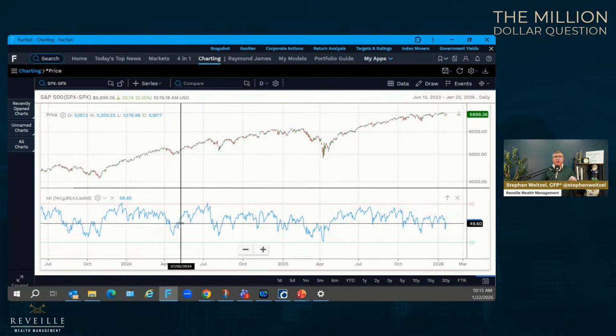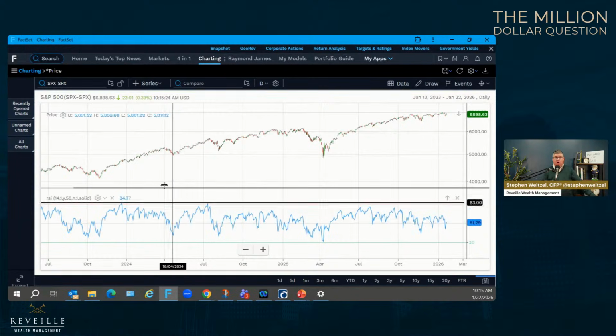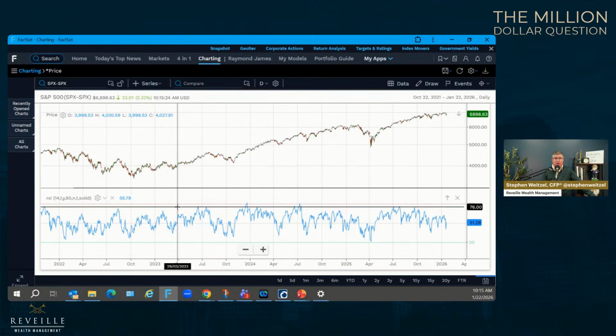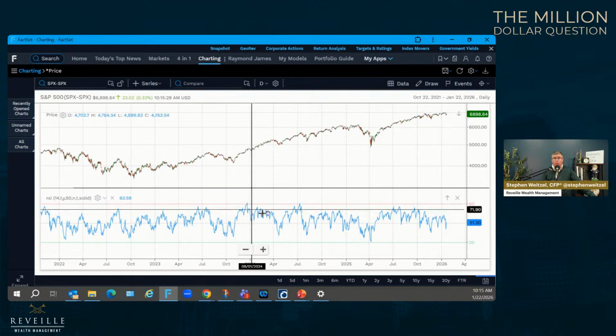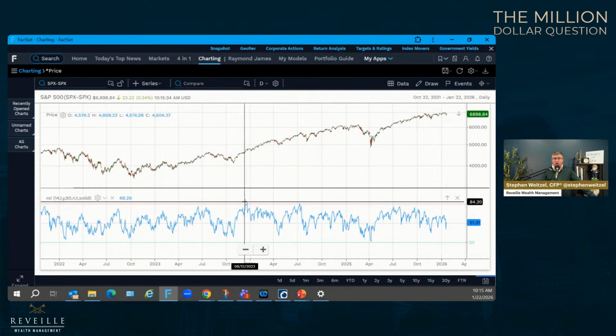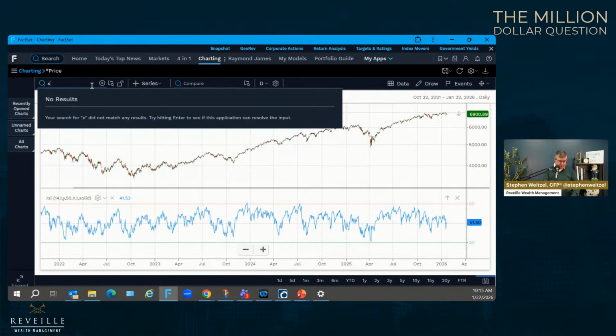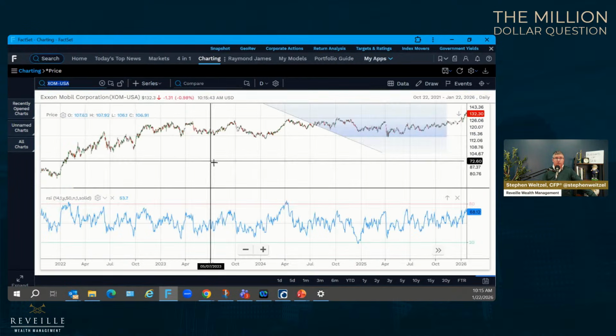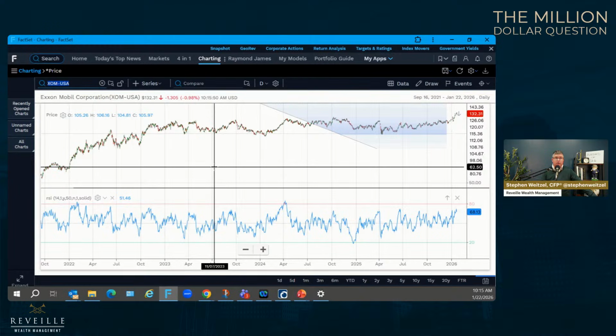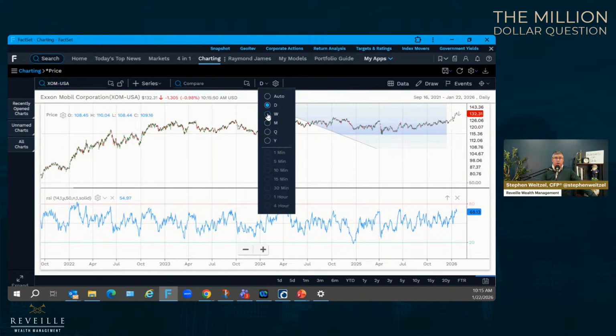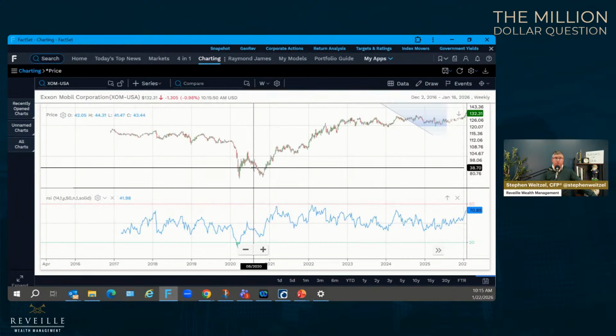Now, what I want to focus on when it comes to looking at something like RSI is not necessarily how things look at a single moment in time. What I want to look for is whether there is a change in what that bullish or bearish reading might be. We may need to get a little more granular here. I'm going to dive in and look at something like ExxonMobil. Let's look at Exxon on a weekly basis, and we're going to zoom out a little bit.